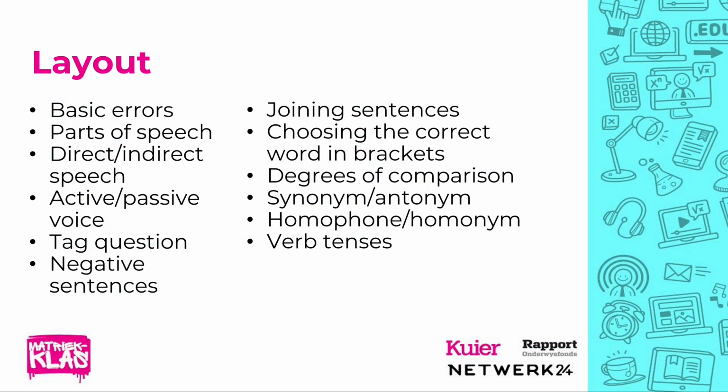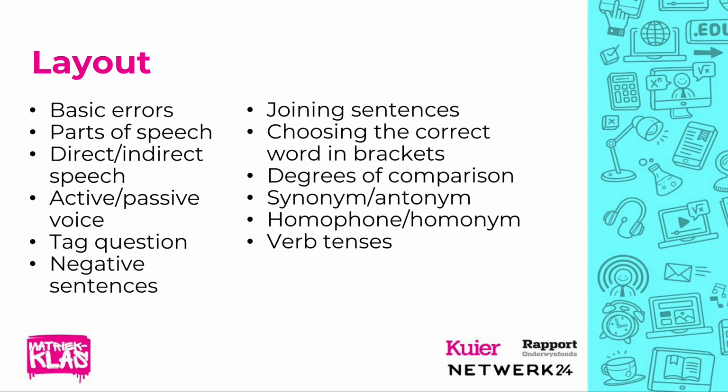Most importantly, this is your first question: basic errors, simple errors. We've got parts of speech, direct and indirect speech, active and passive voice, the tag question, which we tend to get wrong, negative sentences, joining sentences, choosing the correct word in brackets, which obviously shouldn't be difficult, degrees of comparison, synonym, antonym, which we tend to forget as well, homophone, homonym, and then verb tenses.